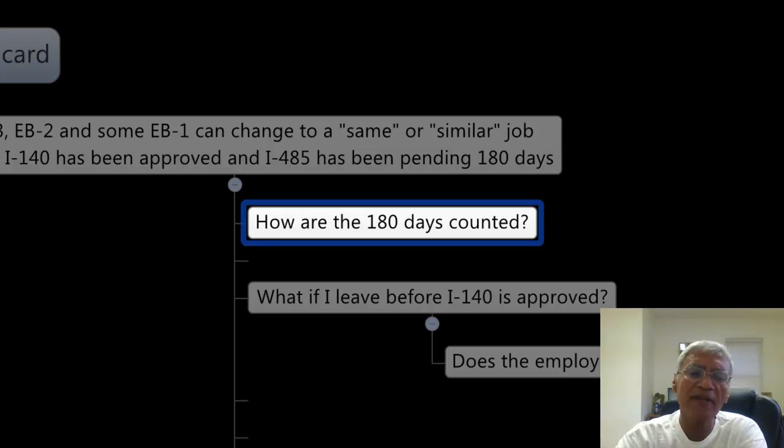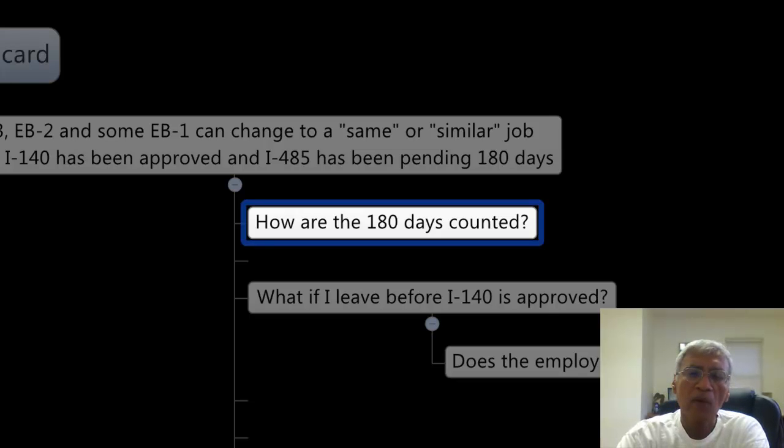First question is, how are the 180 days counted? That's an interesting count actually. A lot of people misunderstand that. The way it works is 180 days are counted based upon the pendency of the I-485, not necessarily after I-140 has been approved. Let me explain. Let's say I file your I-140 and 485 today. After 5 months, after 150 days, your I-140 gets approved. Now your 485 has been pending 150 days. We only need 30 more days to reach that 180-day count.